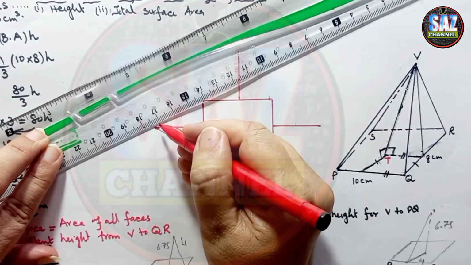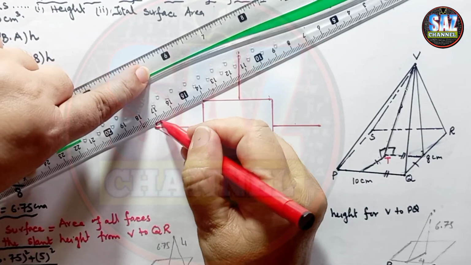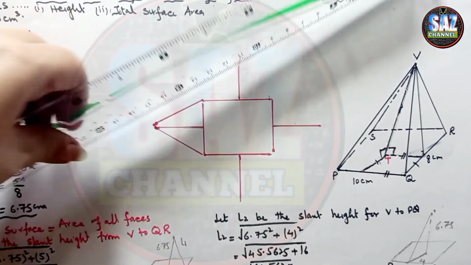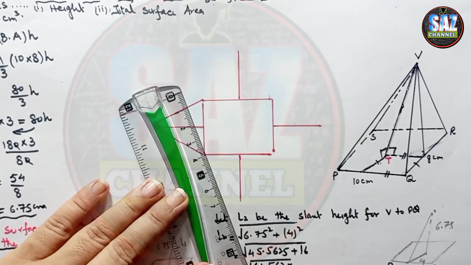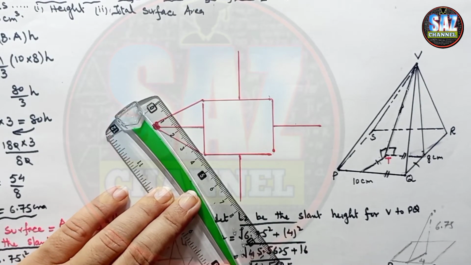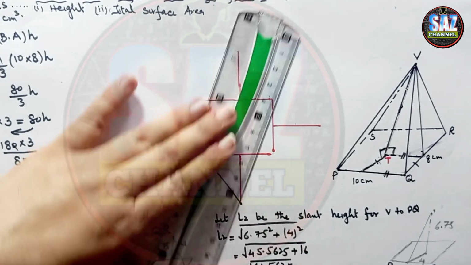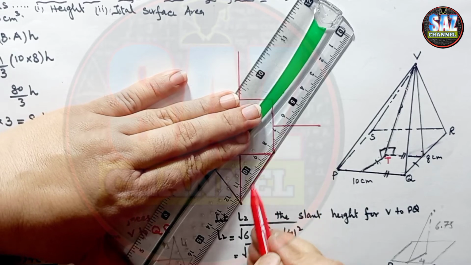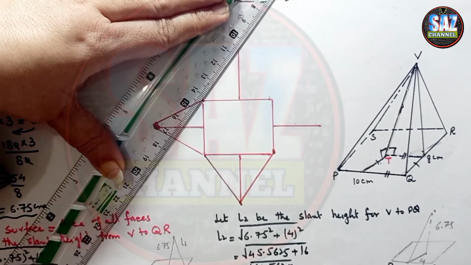Okay, you can compare this question with the previous question. If the previous question is clear, then this question will not be difficult at all for you. From this edge I will be going over here, and then I have to join this side, and this side, and then I have to complete the net.